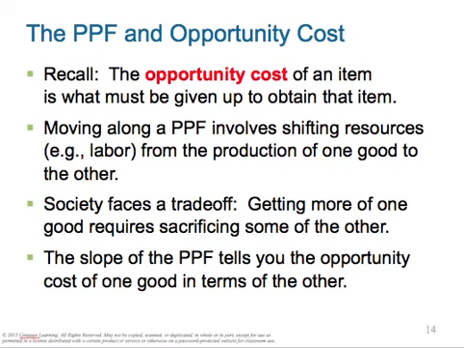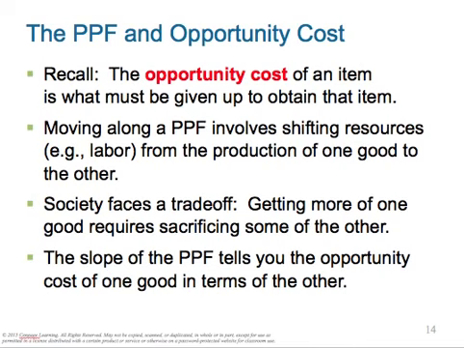So if you remember back in Chapter 1, we introduced opportunity cost. The opportunity cost of an item is what must be given up in order to obtain that item. So as you're moving along the production possibilities frontier, this involves a shifting of resources. In the very simple example, it's labor. You're shifting labor from wheat production to computer production or computer production to wheat production. So you're moving that from the production of one good to the other. Now, society faces a trade-off. Getting more of one good requires sacrificing some of another good, in this very simple example.